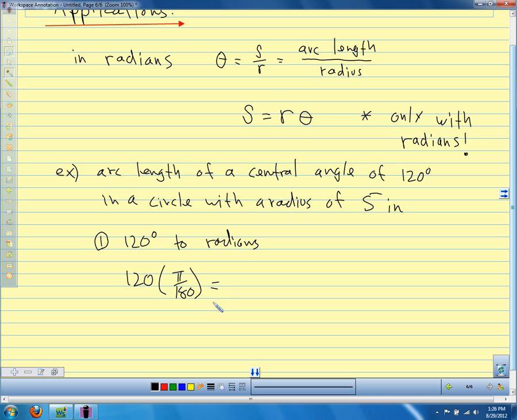120, 2 over 3? 2 pi over 3, or 2/3 pi, either way is fine. So we have 2 pi over 3 radians.